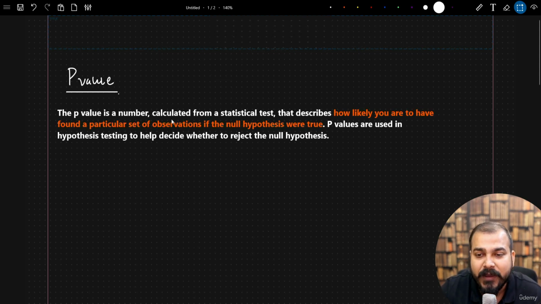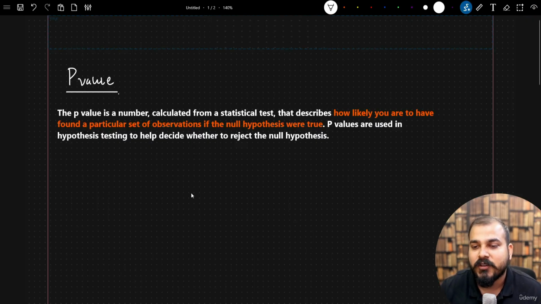So over here, a p-value is a number calculated from a statistical test that describes how likely you are to have found a particular set of observations if the null hypothesis were true. P-values are used in hypothesis testing to help decide whether to reject the null hypothesis. Okay, don't worry if you are not able to understand, I will give you very good examples regarding p-value. Let me go ahead and explain.